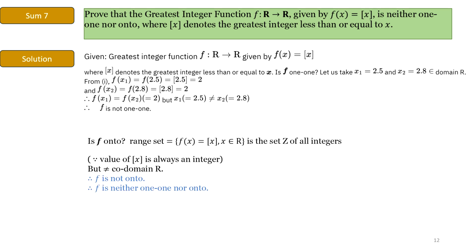f is not onto as the range of f comprises only integers, whereas the codomain is R. Since range and codomain are not equal, f is not onto.